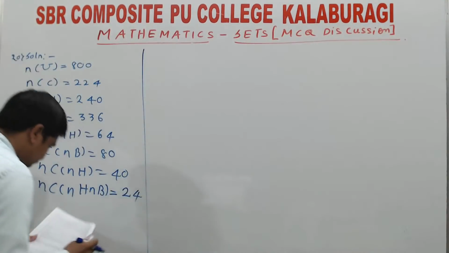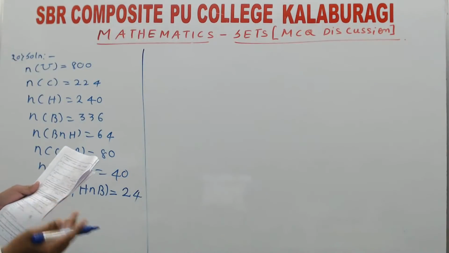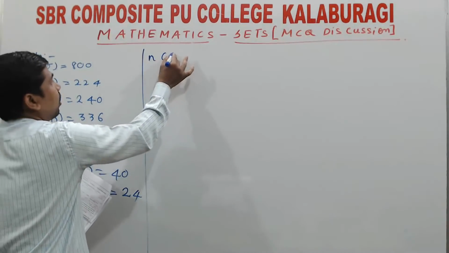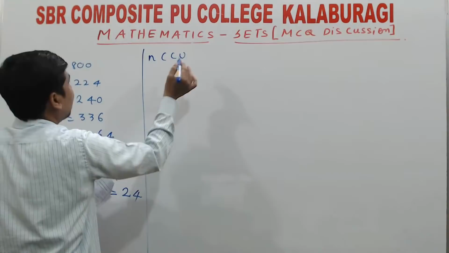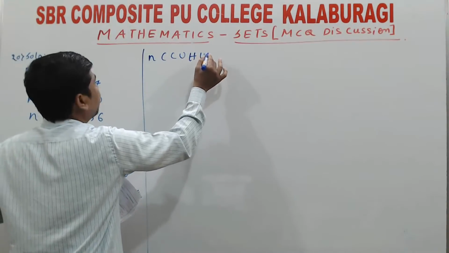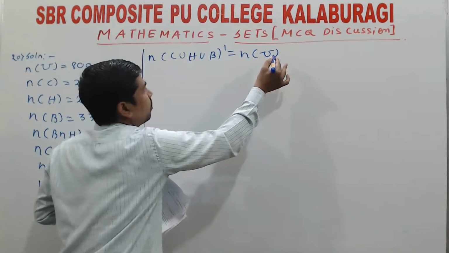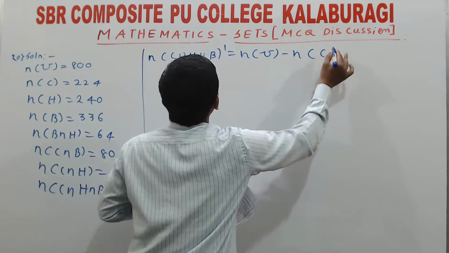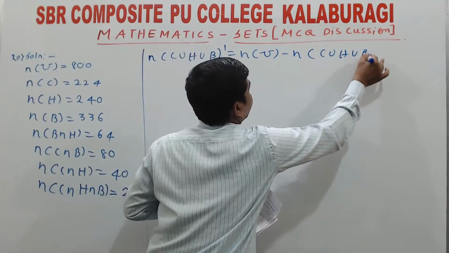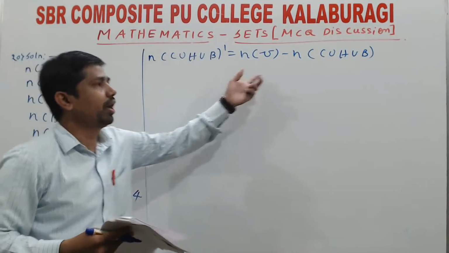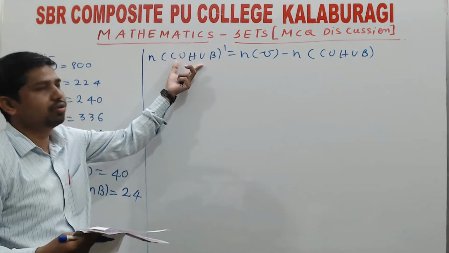So how many of them did not play any game? That is n of (C union H union B) whole dash. What is that formula? n of U minus n of (C union H union B). A dash, what is A dash? U minus A, where A is C union H union B.